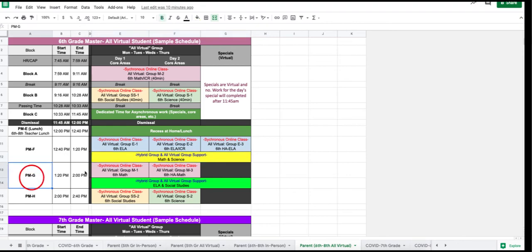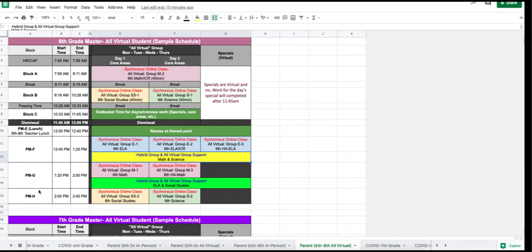Then block G is dedicated to all virtual instruction in math, and hybrid group and all virtual group support in language arts and social studies. That way the instruction and the support are not conflicting with each other. So a teacher who's teaching math during block G is able to give support in block F because they are not instructing in math at that point. So we'll have staff dedicated to provide support during those times for those specific subjects.